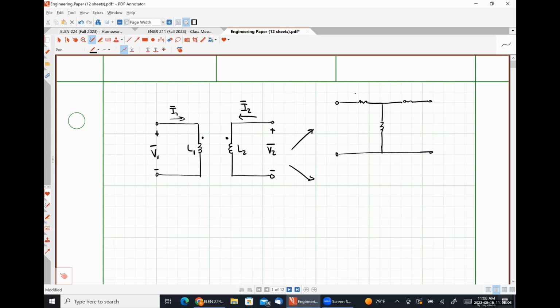Let's call this LX, LY, and LZ, where this is our voltage V1, our current I1, our voltage V2, our current I2, and LX was L1 minus M, LY, excuse me, that shouldn't be an equal, oh, it should be an equal sign, is L2.